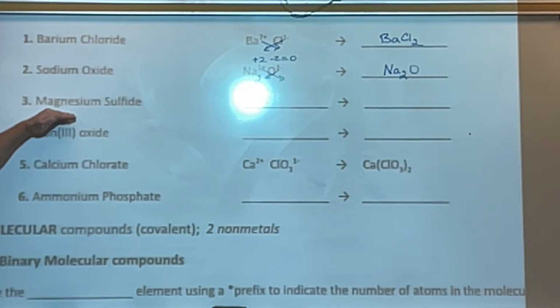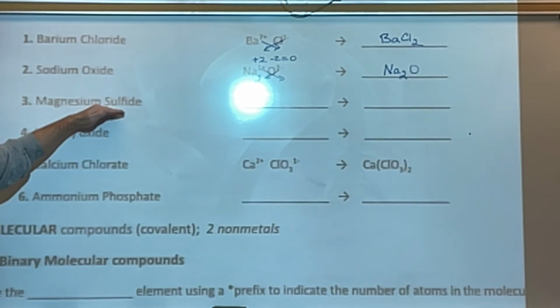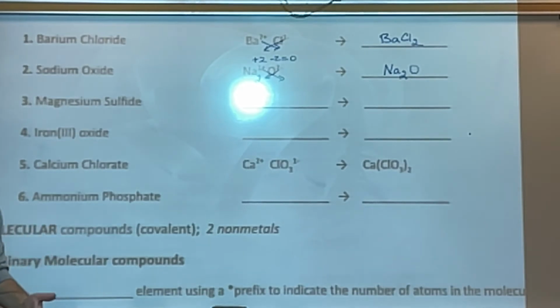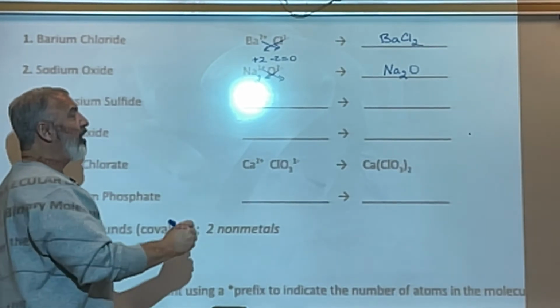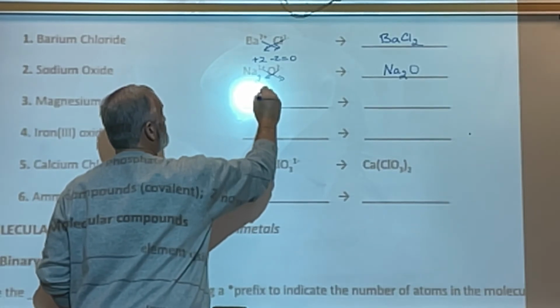Now, magnesium sulfide. Magnesium sulfide. So you go and you look on the periodic table. Magnesium's in the second column. It's an alkaline earth metal. They always have a charge of 2+.